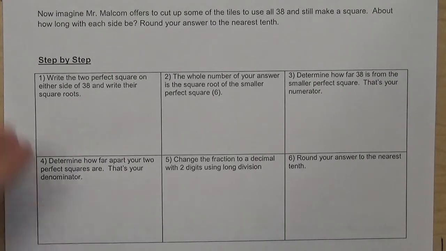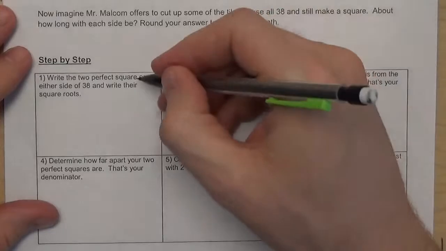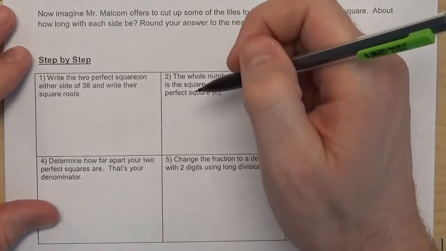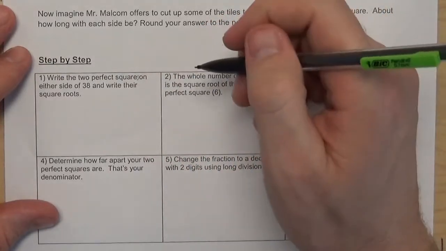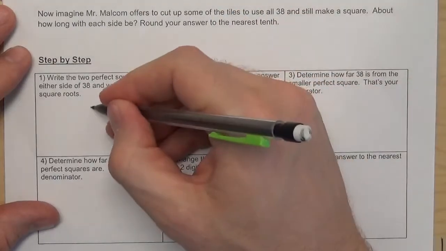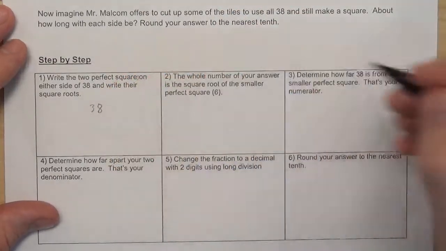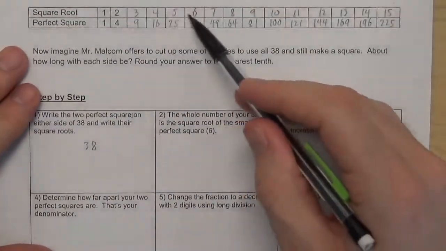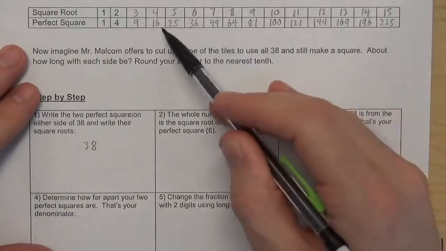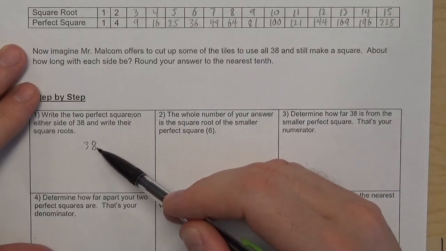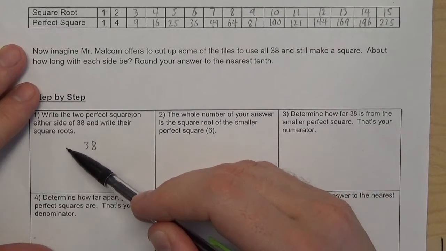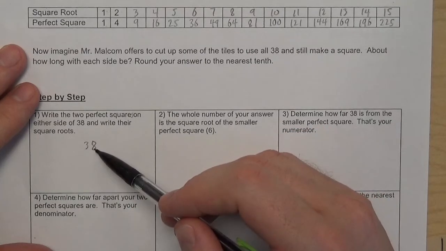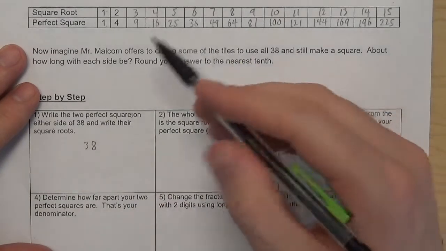So the first thing is to write the two perfect squares on either side of 38 and write their square roots. Go ahead and write 38 down. The perfect squares are these numbers along the bottom here, not the ones up above. So on either side of 38: the one that is less than 38 is 36.